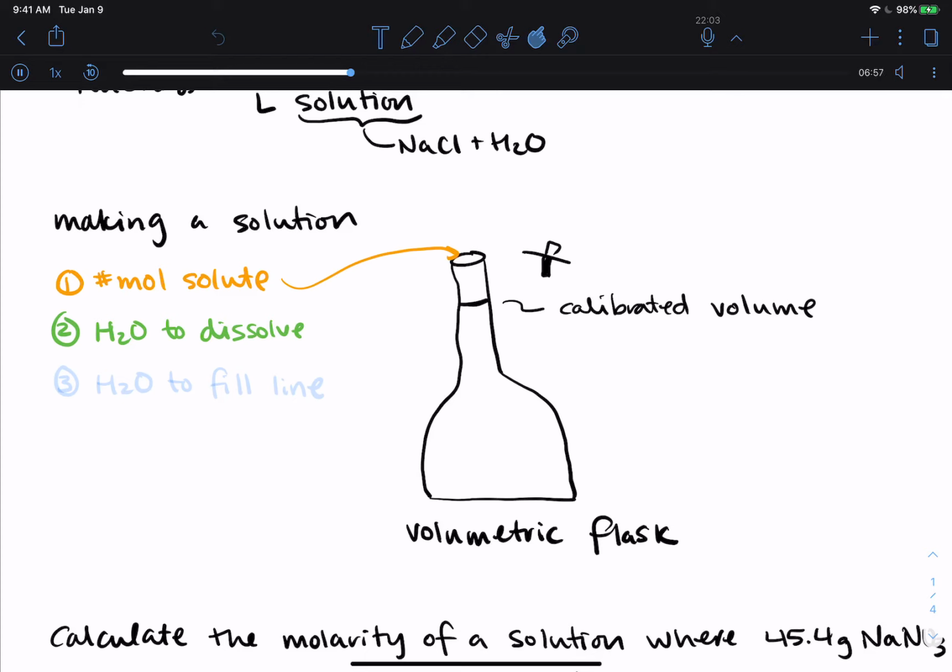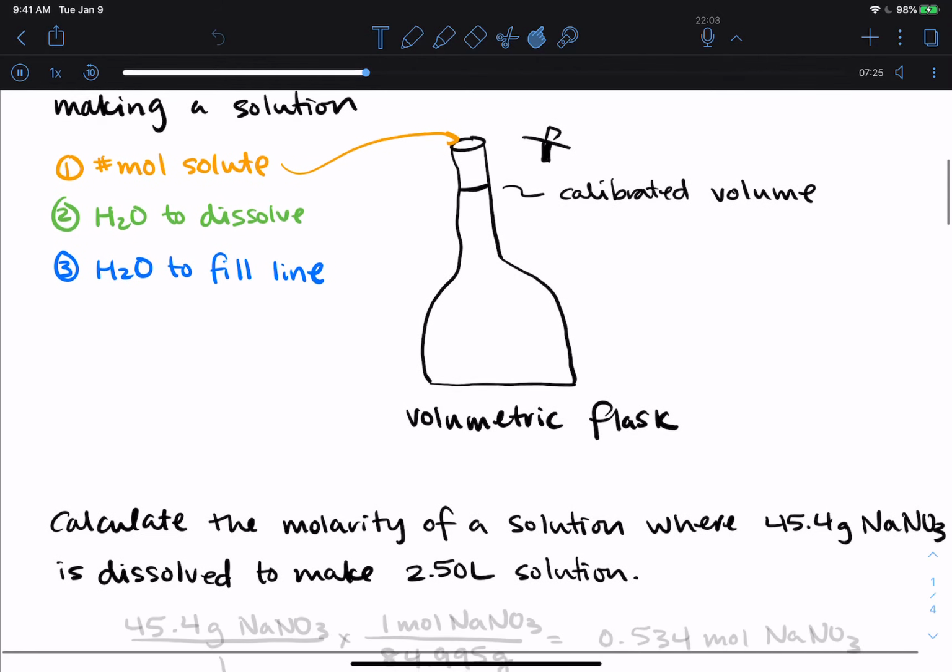Once you've totally dissolved it, you can add more water to the fill line, and then you will know that you have a specific volume of your solution. You'll know how many moles of solute you put in there, and you will be able to calculate the molarity of that solution. So I'm going to pause, write out an example problem, and then we'll look at that calculation.